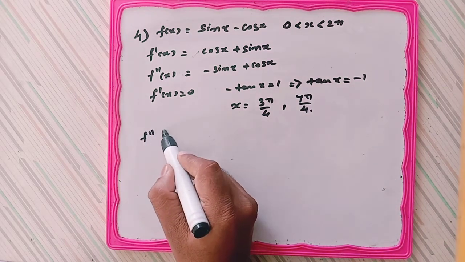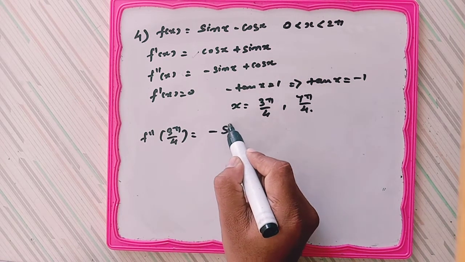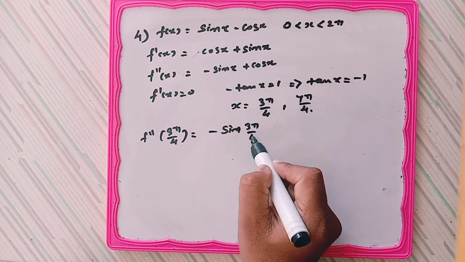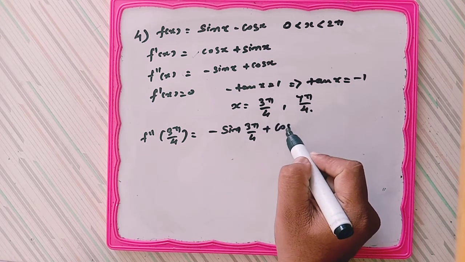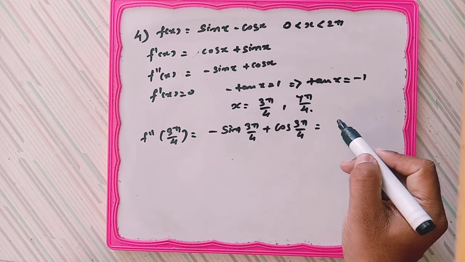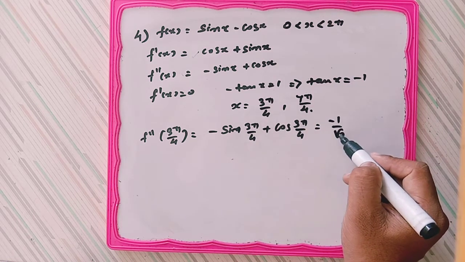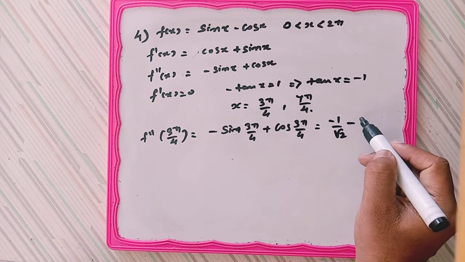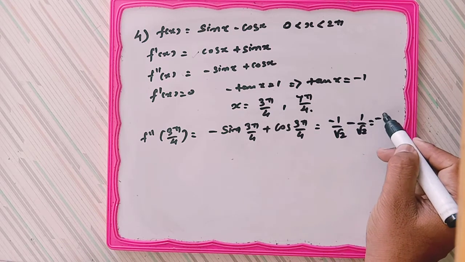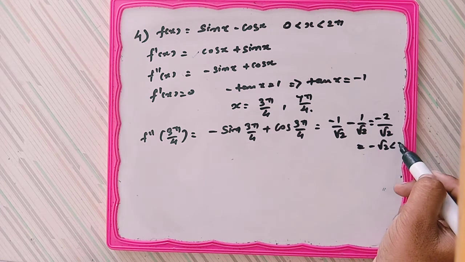So f double dash 3 pi by 4 we take, and it is minus sin 3 pi by 4 plus cos 3 pi by 4. In the second quadrant sin is positive, so minus 1 by root 2, and cos is negative, so minus 1 by root 2, so minus 2 by root 2, which is minus root 2, less than 0.